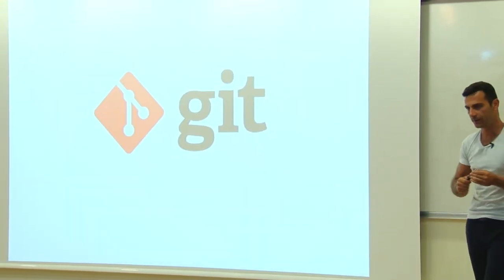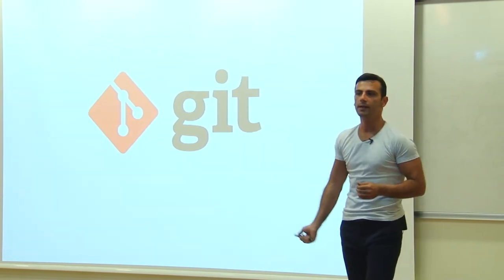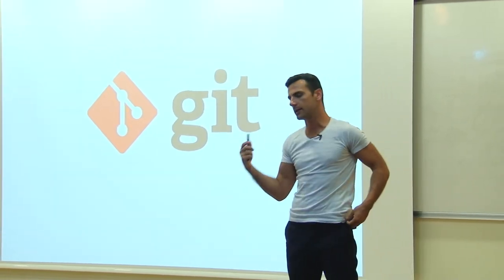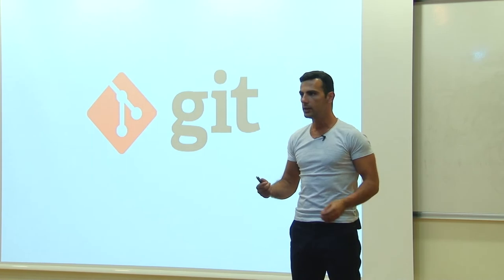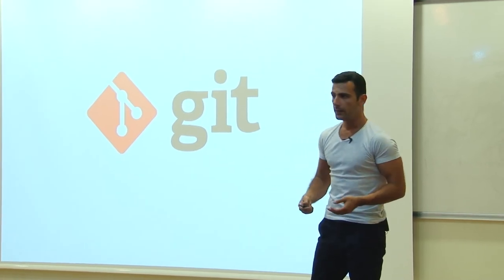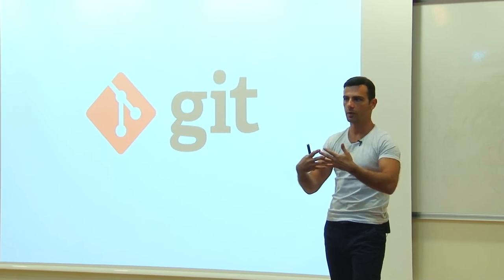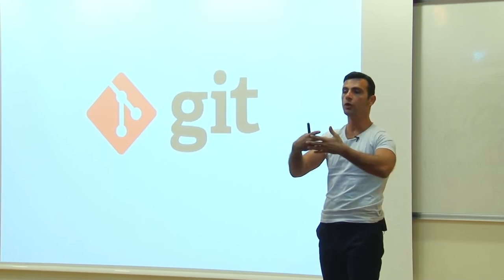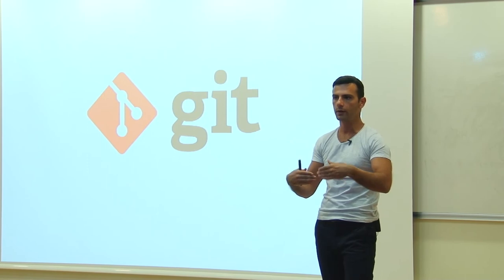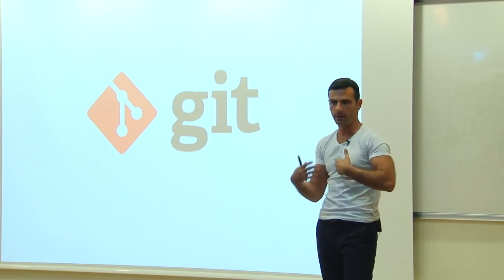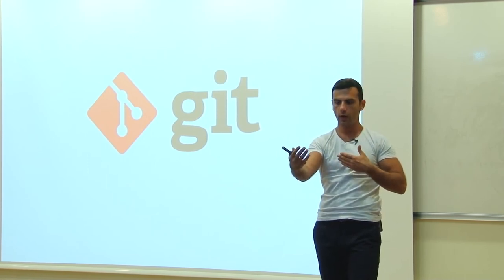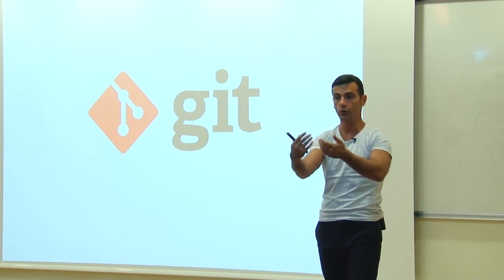Okay, Git. We'll be using Git quite a bit in this class. Let me just say what it is. Git is a program that allows engineers or programmers to share their code. It allows you to merge your code. For example, suppose we're working on the same file. I edited a little bit and you edited a little bit. How do we share it? How do I give you my changes or you give me your changes?